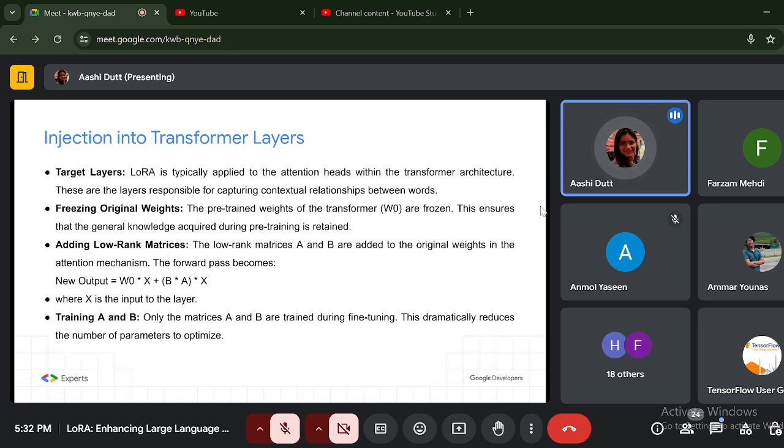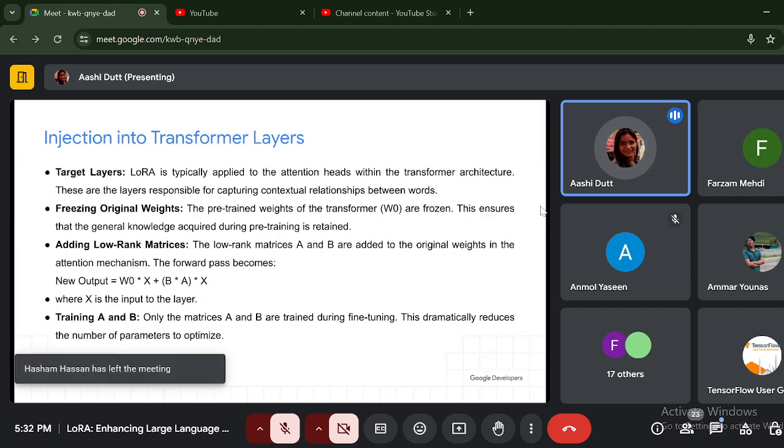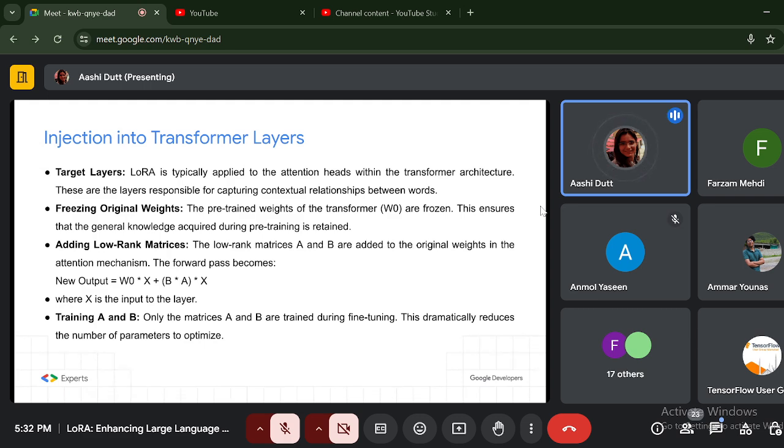Then we freeze the original weights, W0. We freeze it because we are not going to update it, since that is computationally expensive. Then we add low rank matrices, that are our A and B, that decompose large matrices into short ones. So a new output for the forward pass, compared to the original transformer model that I showed you, would be the weight of that layer multiplied by X plus our B matrix into A matrix into X, right? Where X is the input to the layer.